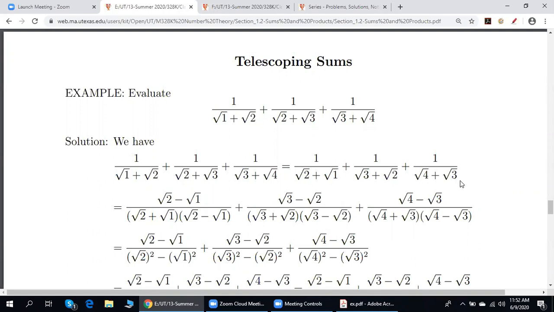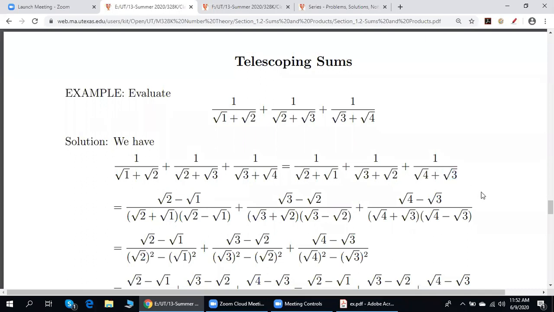For convenience, let us switch positions here. Let us rewrite square root of 1 plus square root of 2 as square root of 2 plus square root of 1. Let us rewrite square root of 2 plus square root of 3 as square root of 3 plus square root of 2, and square root of 3 plus square root of 4 as square root of 4 plus square root of 3.